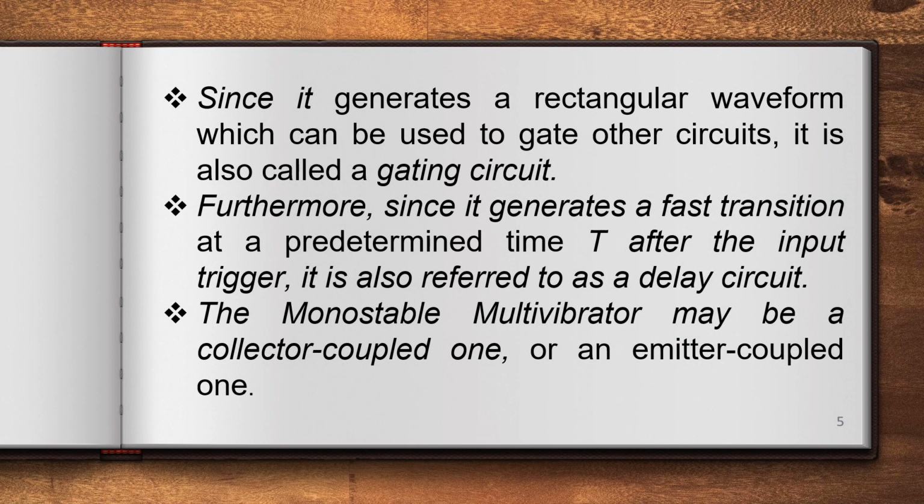Since it generates a rectangular waveform, the output of the monostable multivibrator is a rectangular waveform which can be used to gate other circuits. It is used to drive other circuits. For this reason, it is also called a gating circuit. Furthermore, it generates a fast transition at a predetermined time capital T after the input trigger. It is also referred to as a delay circuit. Monostable multivibrators are broadly classified into two types: collector coupled monostable multivibrator and emitter coupled monostable multivibrator.